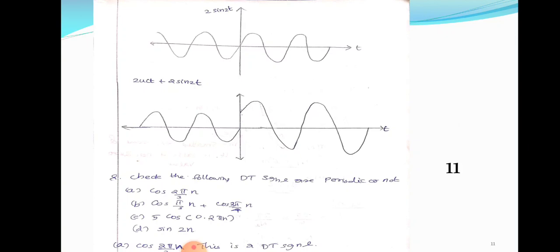Otherwise it is not a periodic signal. It is a non-periodic signal. X of n plus capital N is equal to x of n. Here the n in x of n is a small letter n. X of n plus capital N is equal to x of n for all values of n.